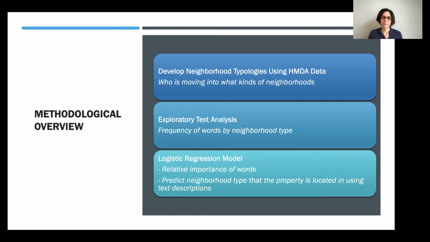And then once we classified the neighborhoods, we did some exploratory text analysis, looking at the frequency of words by different neighborhood type from the property listings. Then, as our third step, we did a logistic regression model to look at the relative importance of words. And then we also did a little predictive exercise to see if we can predict the type of neighborhood the property is located in using the text as the data.